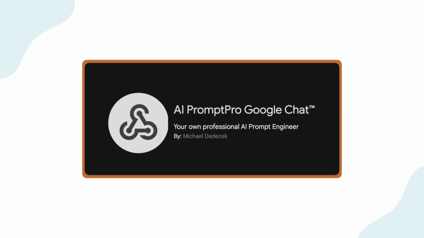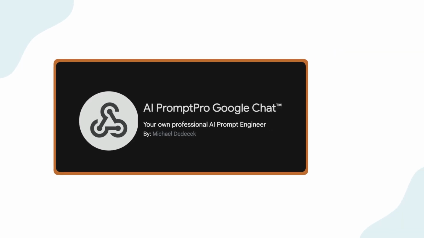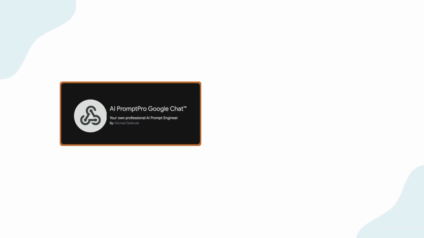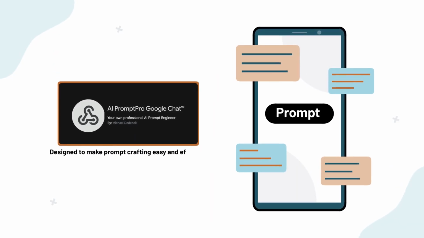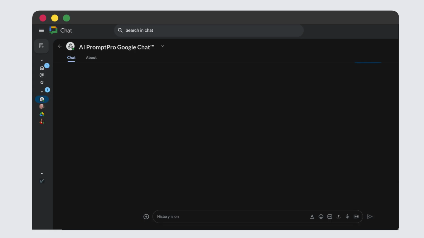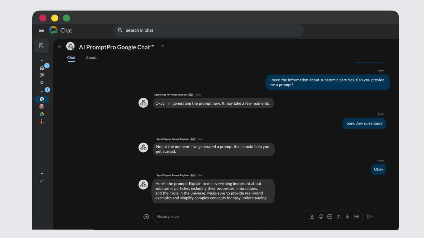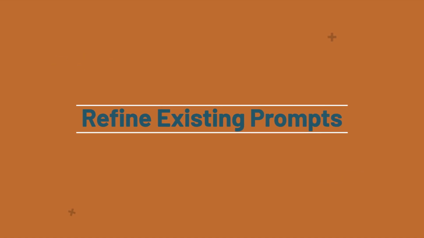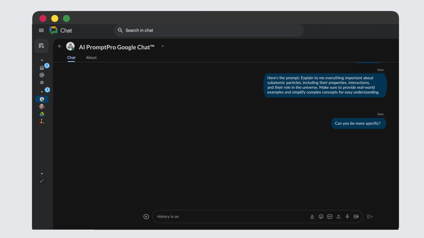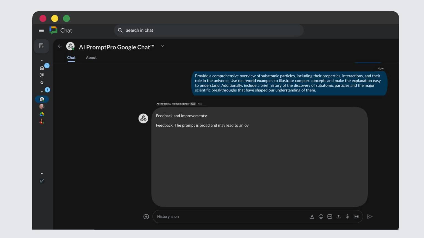Introducing AI PromptPro, the new app for Google Chat, an AI-powered assistant from AgentForge.Tech, designed to make prompt crafting easy and effective. Here's what PromptPro can do for you. Generate tailored prompts: start fresh, and let your AI agent guide you, creating customized prompts for any AI task. Refine existing prompts. Have a prompt already? Your AI agent will analyze it and offer suggestions for improvement.